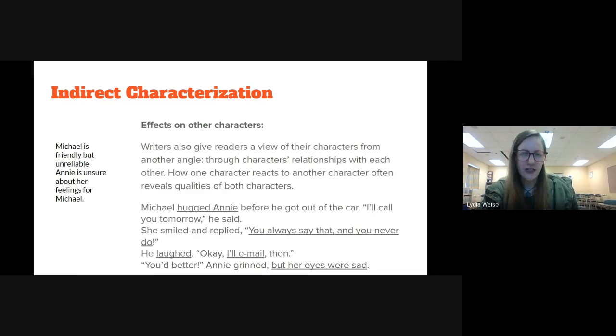and she seems unsure of his intentions, his reliability. Notice that the story says that Michael hugged Annie. It doesn't say that she hugged him back. It says he laughed, but she smiled. So her response to him is not as enthusiastic as his response is to her. So noticing these little details about how people respond to a character really lets you know what the dynamic is between the two of them.